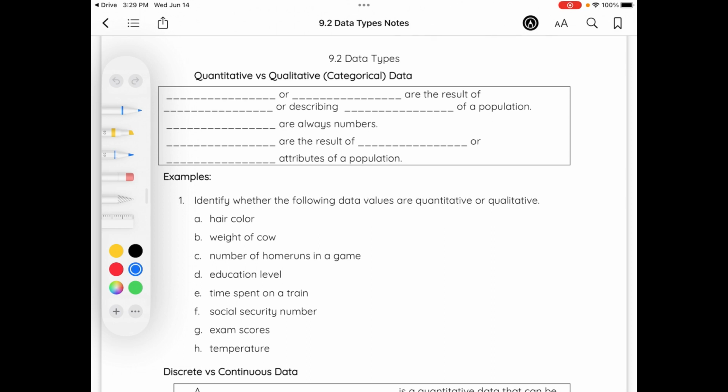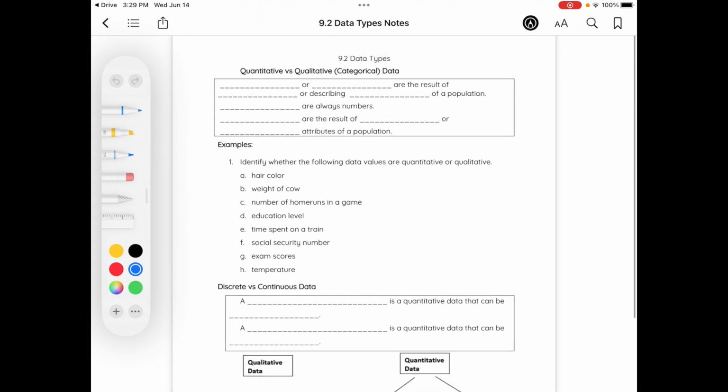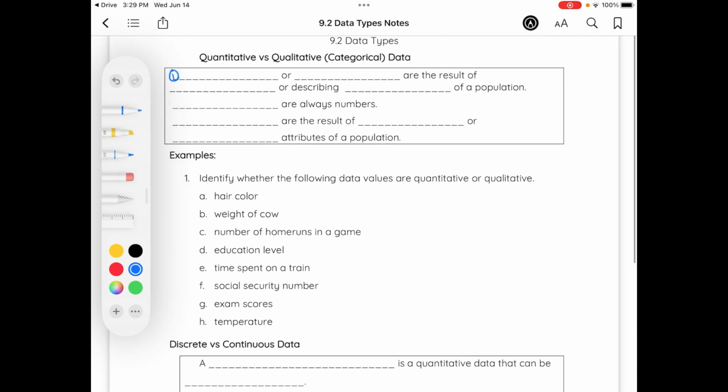So we'll start off by talking about quantitative or qualitative data. We'll start with qualitative data. So to help fill in our blank, qualitative data, sometimes known as categorical, are the result of categorizing or describing attributes of a population.